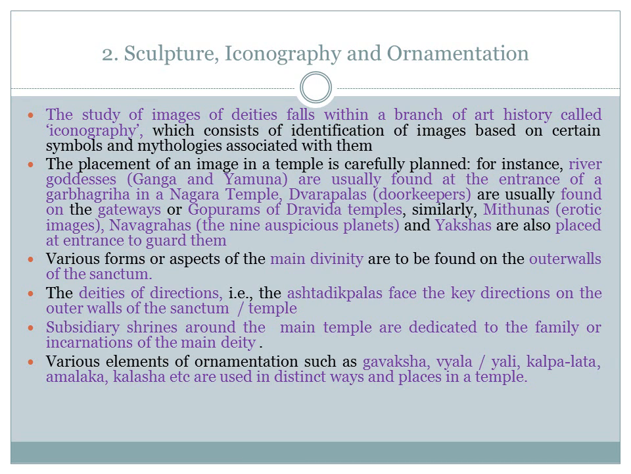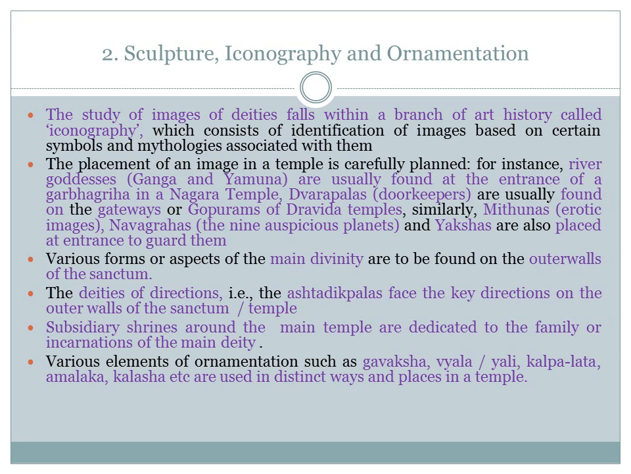Then moving on to sculpture, iconography, and ornamentation. Iconography is nothing but the study of images of deities within a branch of artistry. The placement of images in a temple is carefully planned. For instance, we have river goddesses Ganga and Yamuna, usually found at the entrance of a Garbhagriha in a Nagara temple. Dwarapalas, doorkeepers, are found on the gateways or the gopurams of Dravida temples.